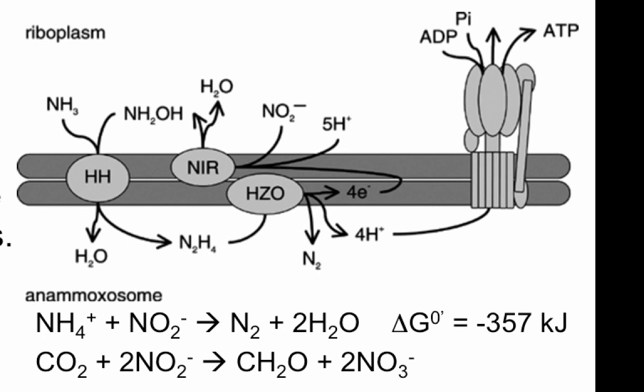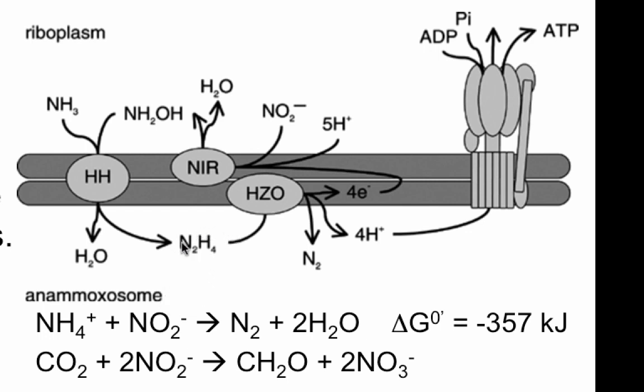different enzymes. Hydrazine hydrolase is the enzyme HH. You have hydrazine oxidizing enzyme, which is the enzyme HZO, and you have the nitrite reducing enzyme, which is NIR, shown here. The reactions that are happening anoxygenically for this bacteria are as follows. An ammonium molecule is going to be combined with the hydroxylamine molecule by the enzyme hydrazine hydrolase, producing water and a hydrazine. The hydrazine is shown here in the internal portion of the anammoxosome.